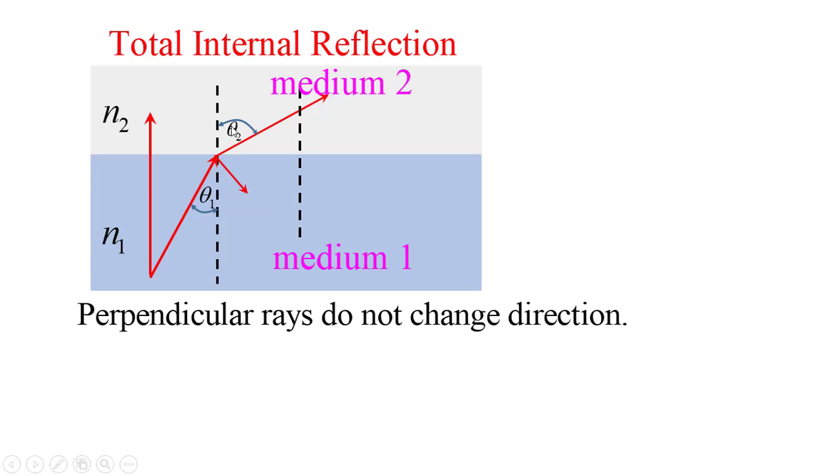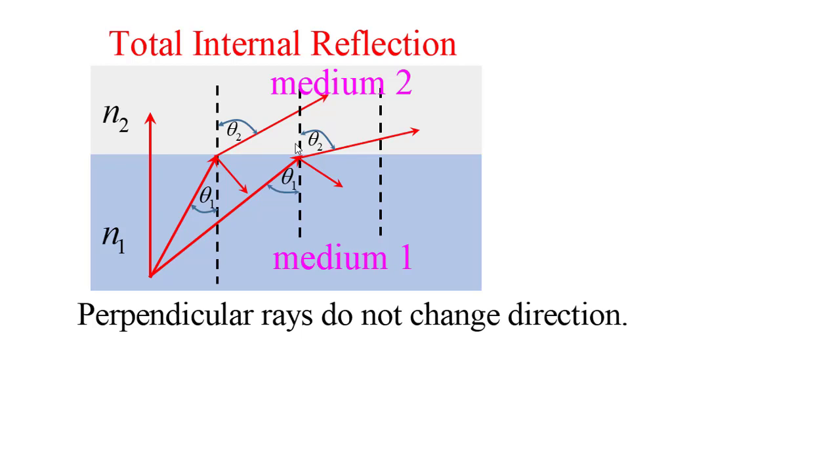Likewise, if we have another normal here, now we are increasing the angle theta 1, because this angle theta 1 was only this much, but now I'm increasing it to that much. It's once again both partly reflected and partly refracted, and these are theta 1 and theta 2. As I do so, these angles, theta 1 and theta 2, are increasing.